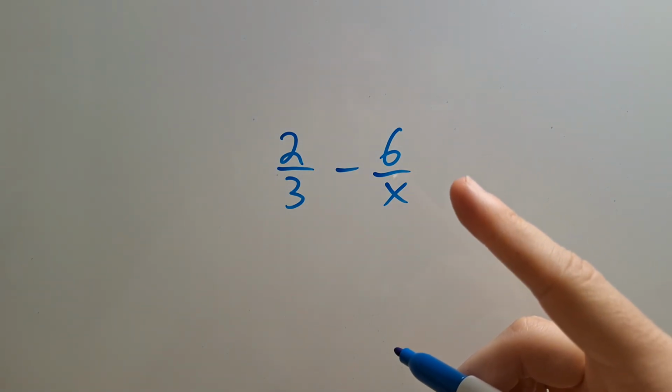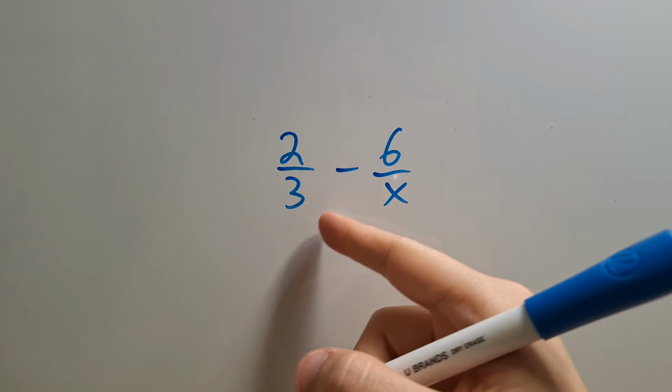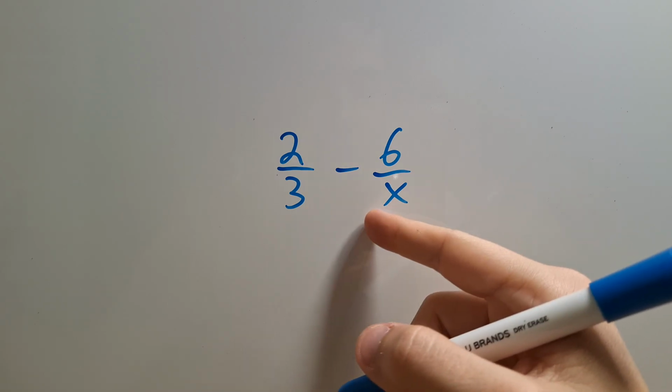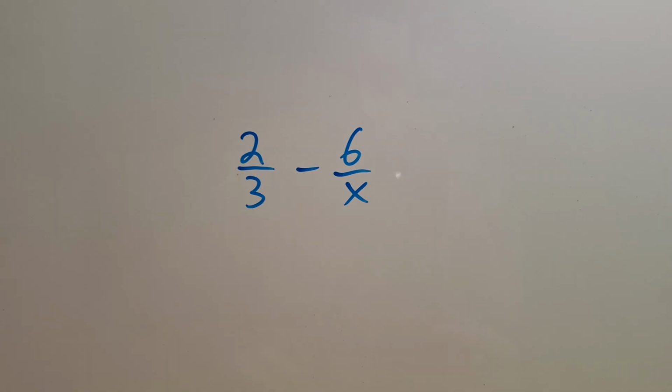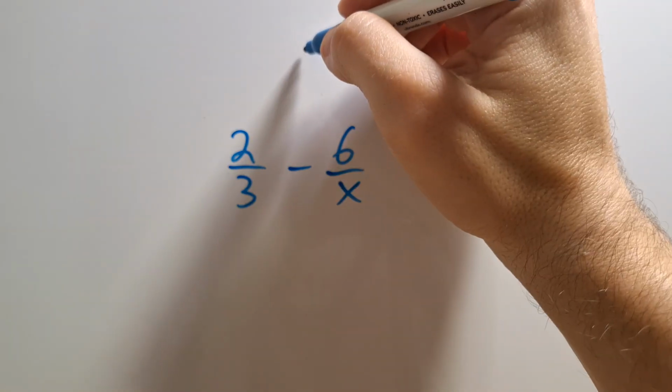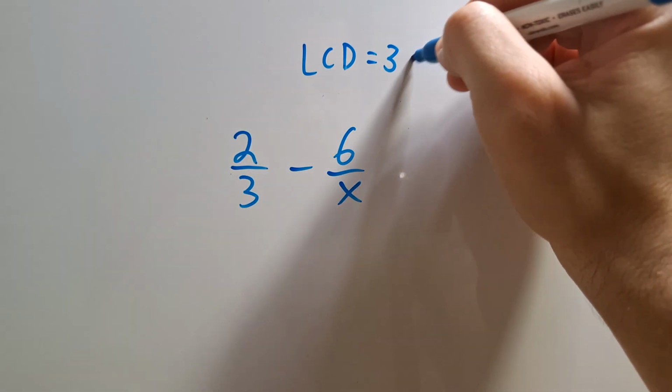Well, good news here, and a little shortcut too. If you multiply these two together, you can use that as your least common denominator. So my LCD for this problem is going to be 3x.